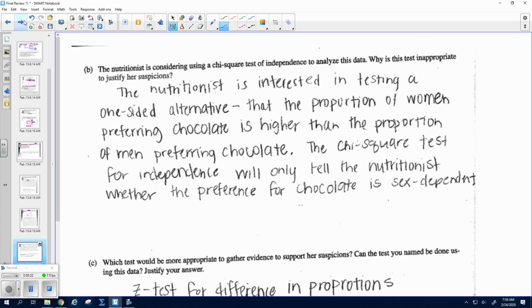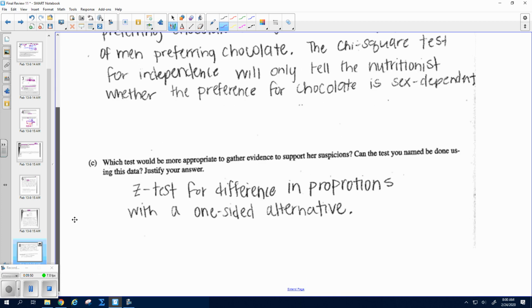All right, so why is this test inappropriate? How come we should not do a chi-square test for independence? The nutritionist is interested in testing a one-sided alternative. We want to know if the proportion of women is higher than the proportion of men. The chi-square test just checks for independence between sex and if they order chocolate. All right, so it would be better to use, part C asks which one, a 2-sample z-test for difference in proportions with a one-sided alternative.